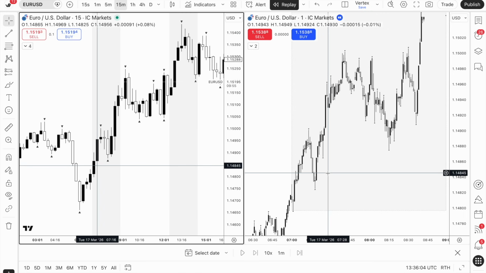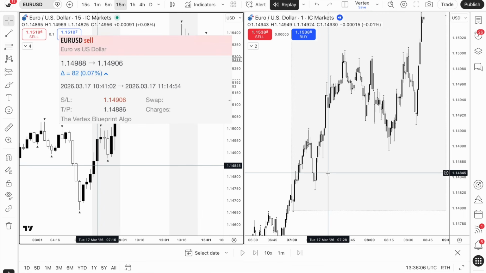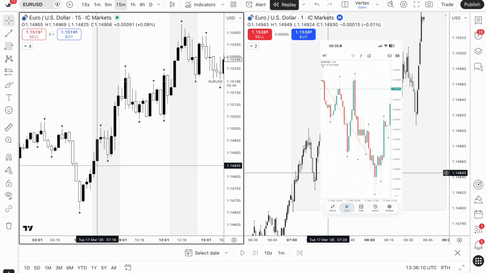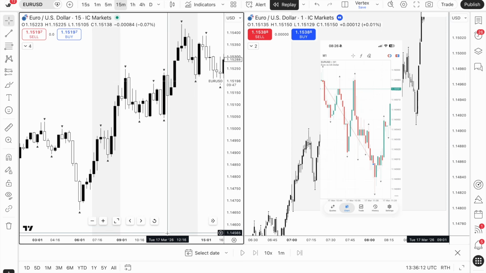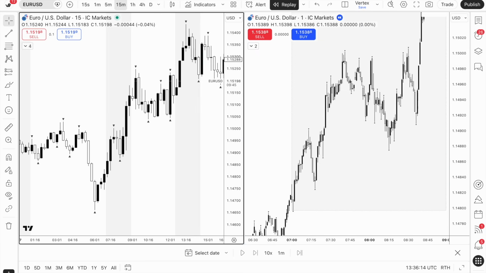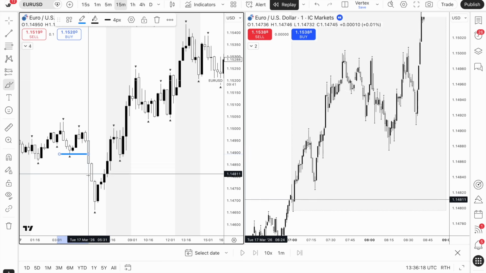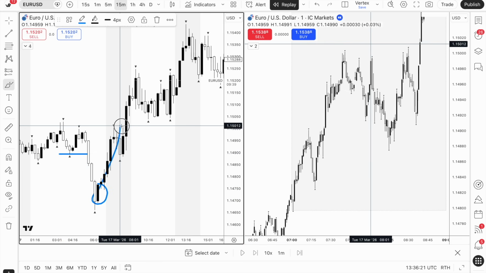So the next trade that we have is this EU sell, which was taken in the London session on the 17th of March. This is quite an interesting example. Coming into the session, we have the low being swept, which means we're looking to go long.